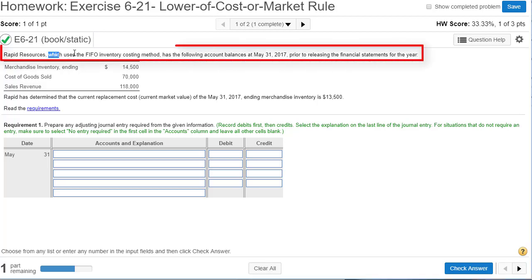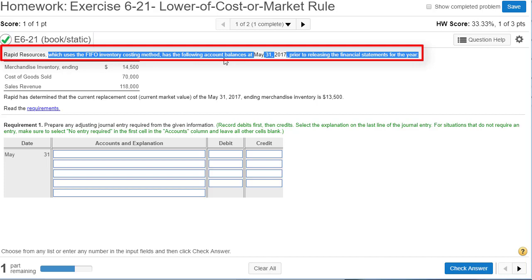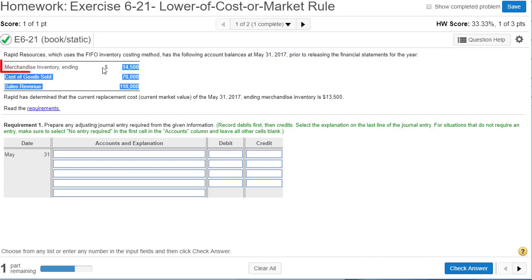Rapid Resources, which uses the FIFO, first in, first out inventory costing method, has the following account balances as of the end of May, prior to releasing the financial statements for the year. So their year end is the end of May. So this company is going to create their financial statements, which of course includes the income statement, also called the profit and loss, P&L, and the balance sheet. Now the balance sheet is going to show the inventory.